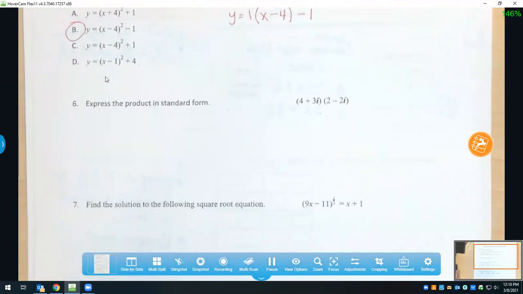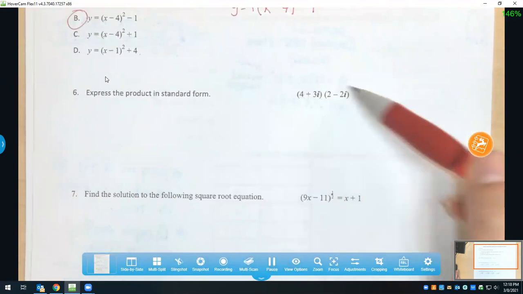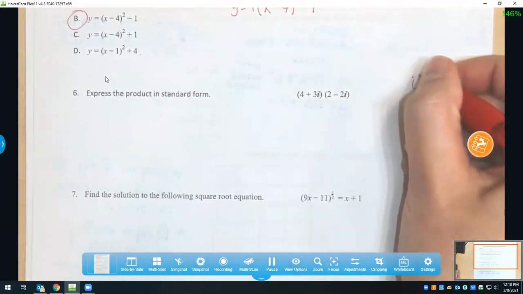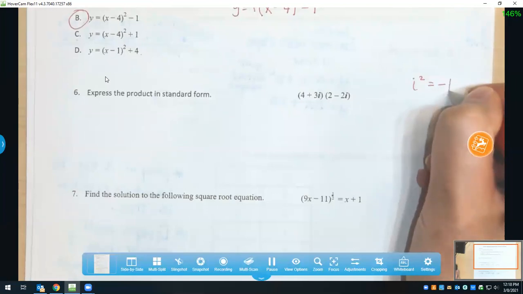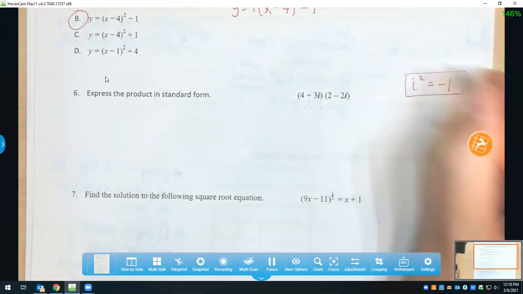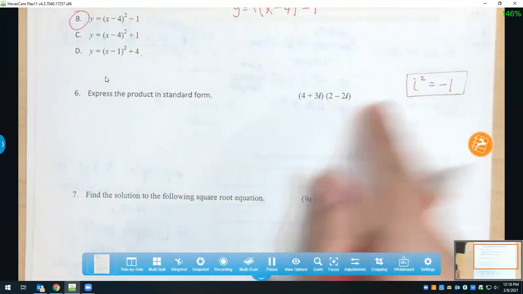All right, this one needs to get multiplied out. Just because it's been a lot of me talking and I want you guys to try something, I'm going to have you try this one. Remember that i squared is equal to -1. Okay, so that's a little fact we want to remember. But you just need to multiply this out.